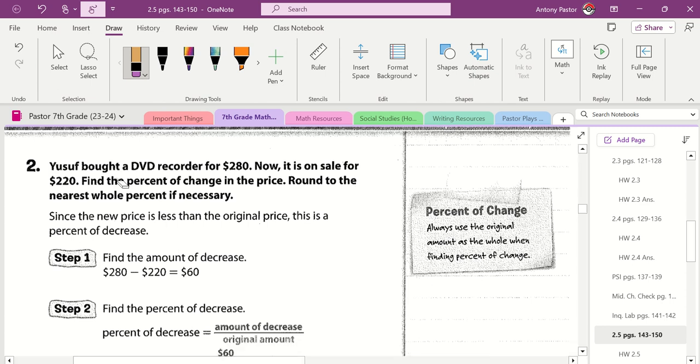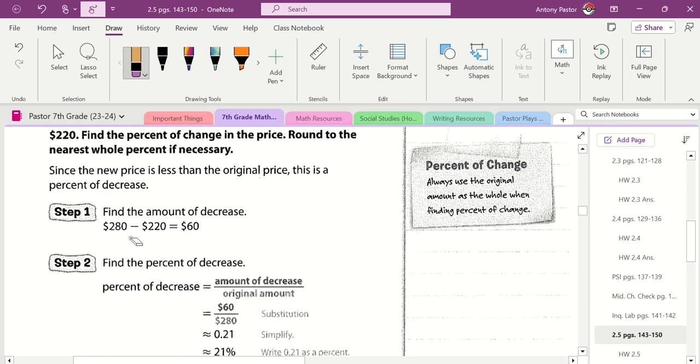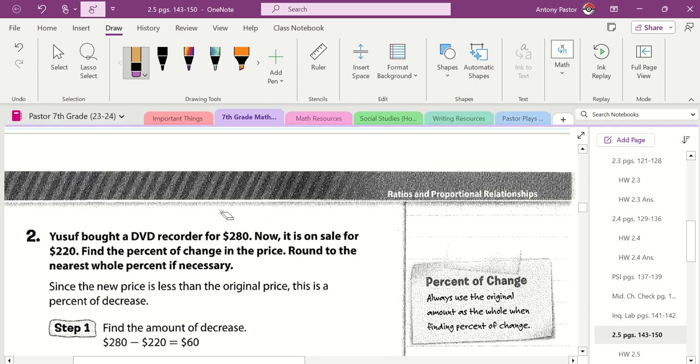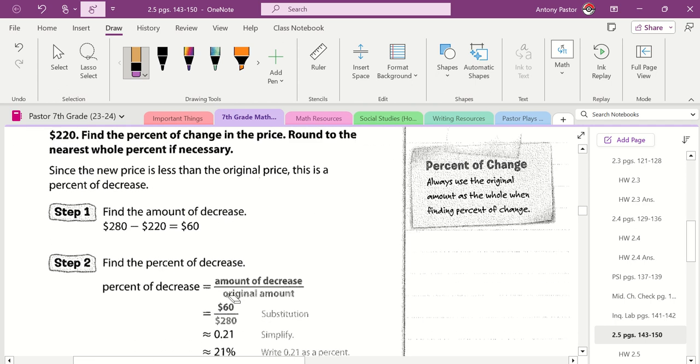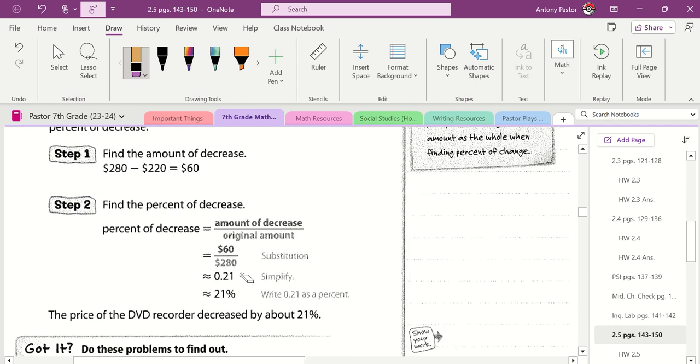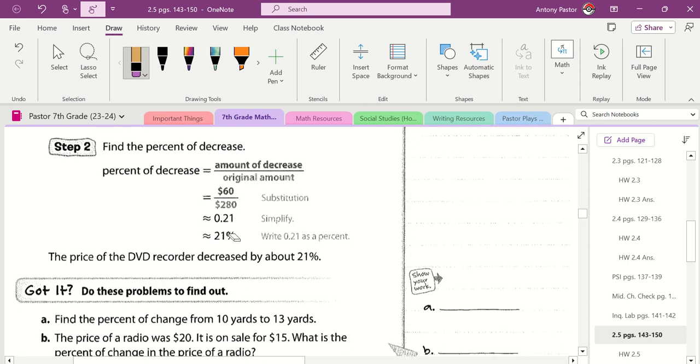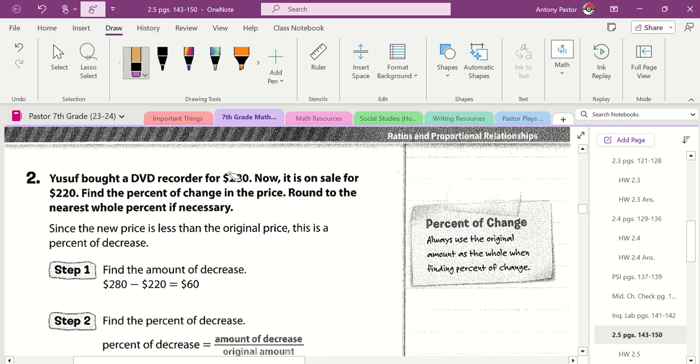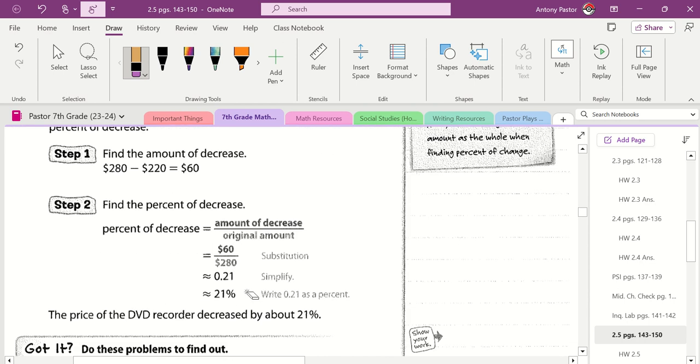So again, we're going to find the difference between the two. 280 minus 220 will give me $60. So I'll put 60 over the original price, which was 280, and then divide. This will come up to about 0.21. And remember, we jumped the decimal twice. So the price of the DVD recorder decreased by about 21%.